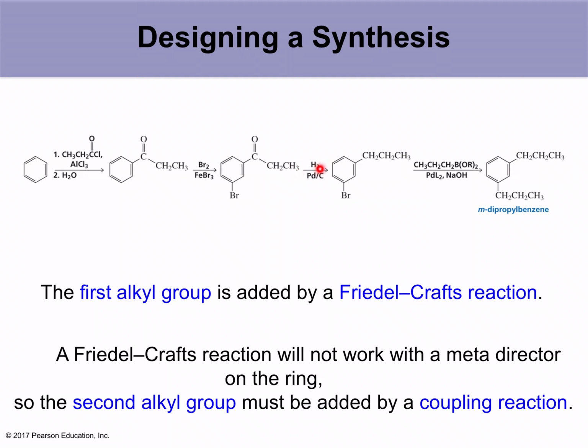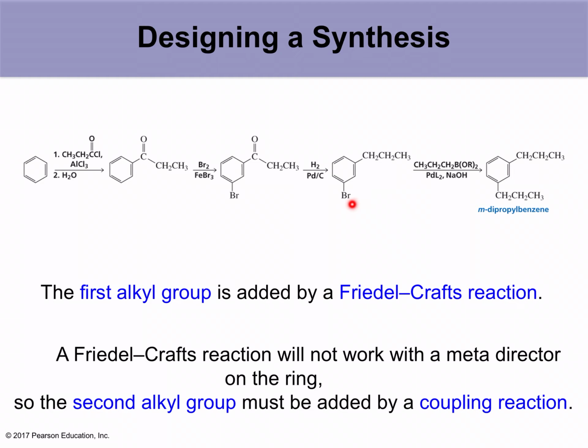And then when you add hydrogen palladium carbon, which is a reducing agent for the hydrogenation, you're going to reduce the carbonyl group to CH2. Now still we have a bromine there. So how do we make another propyl group? We can do the Suzuki coupling.